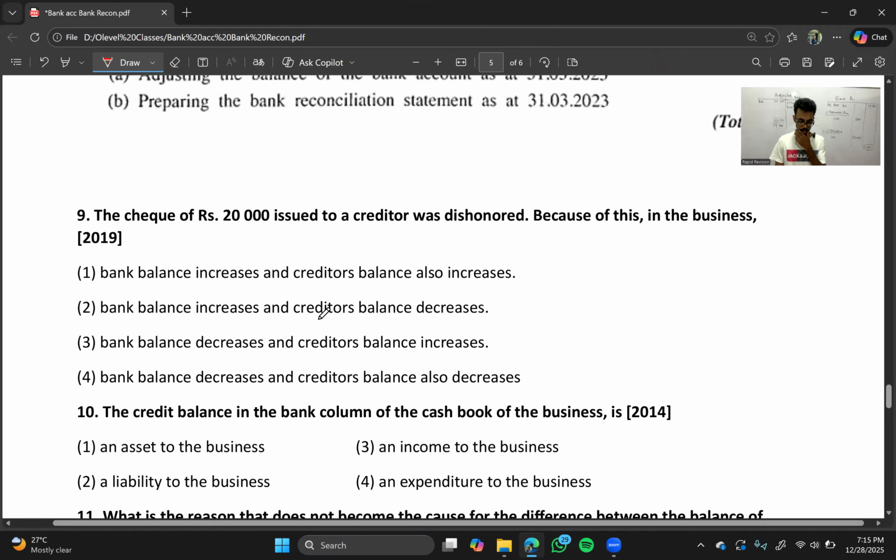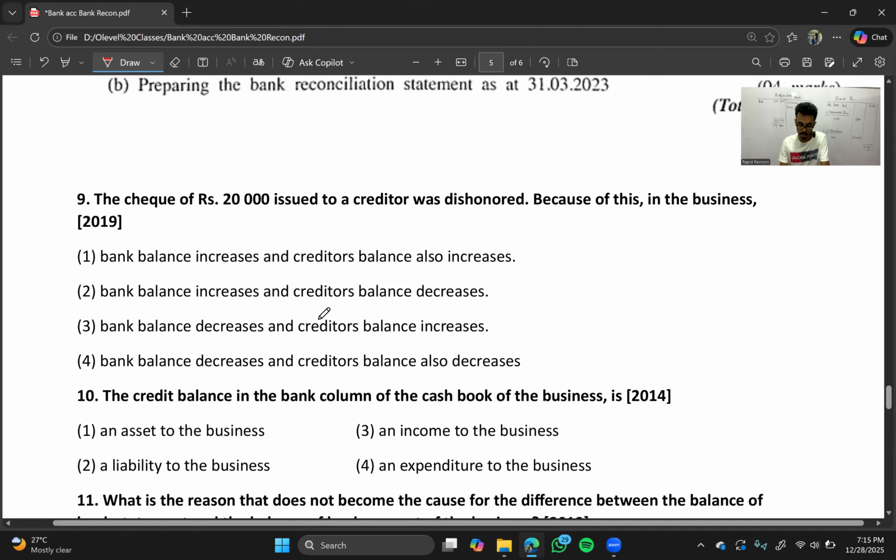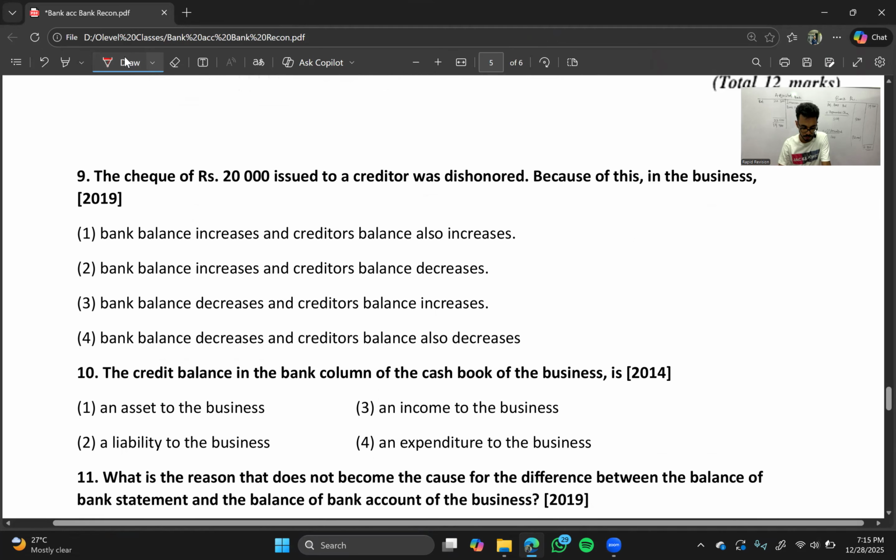And the check of rupees 10,000 issued to the creditor was dishonored. Because of this, in the business, the check of rupees 20,000. Right, I'll change the highlighter. So when the check issued to the creditor was dishonored, the bank balance increased and the creditor's balance also increased. Yes? The bank balance increased, the creditor balance decreased. No. The bank balance decreased. No. The credit balance increases.